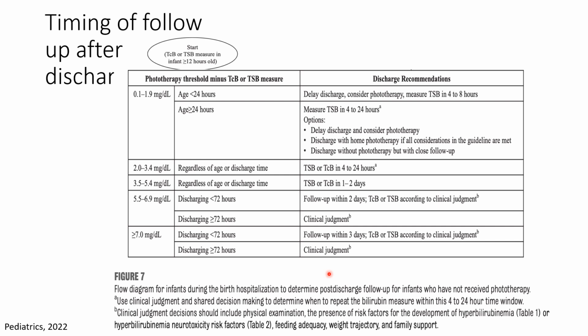So here, for example, if the difference between the total bilirubin and the bilirubin at the phototherapy level, how far from the phototherapy level, was less than 2 milligram per deciliter, and the baby is less than 24 hours old, don't discharge the baby. Consider phototherapy and measure total serum bilirubin in 4 to 8 hours. If the baby is older than 24 hours, continue measuring, and the instructions are very clear. And similar for the rest.